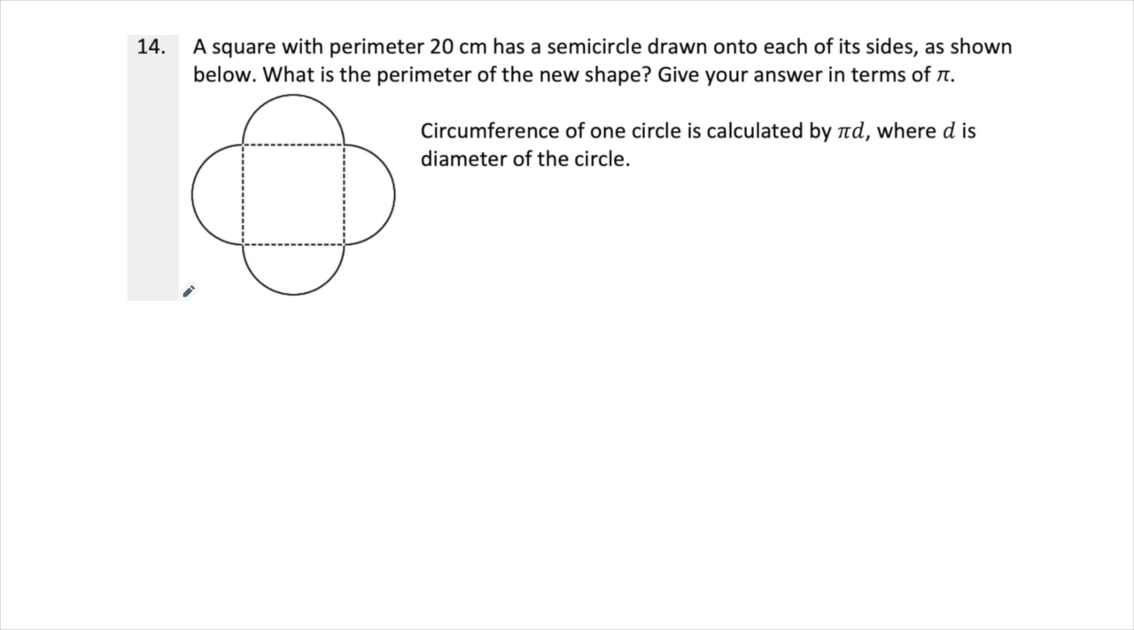Let's start by finding the length of one side of the square. We know that the perimeter of the square is 20 centimeters and the square has 4 sides, so the length of each side would be equal to 20 divided by 4, which is 5.